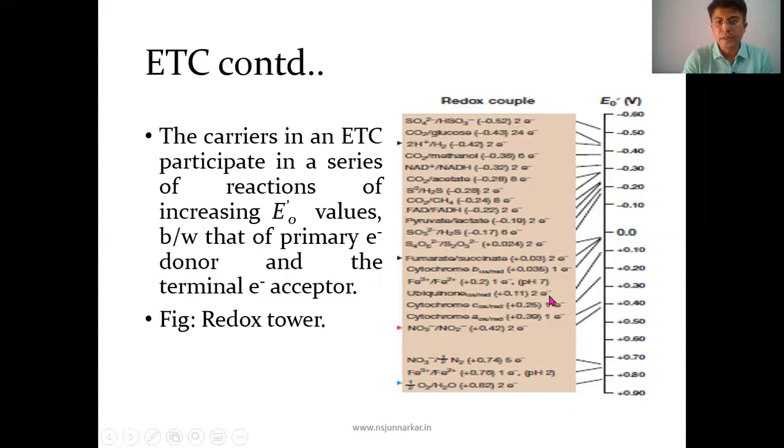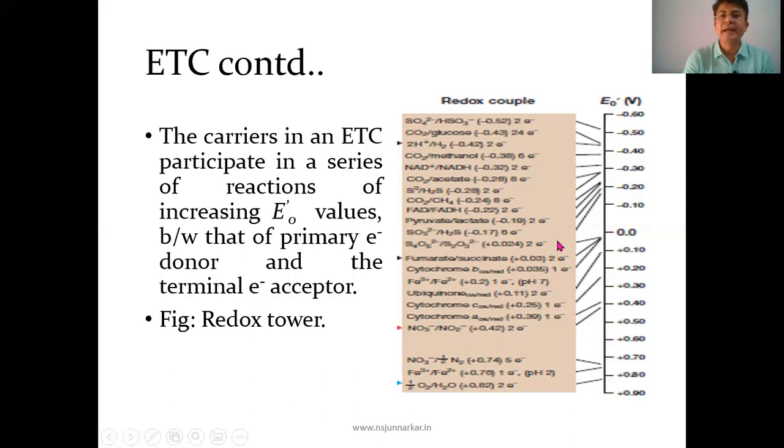Okay, so this is the reduction. This is the ubiquinone that is shown over here, which has the reduction potential value of plus 0.11. So this is the more positive one compared to the NADH. Okay, so the electrons can move from NADH to the reductase complex and then to the ubiquinones and then to cytochromes and so on. And finally, the electron can be accepted by the molecular oxygen, which has a reduction potential value of about plus 0.8 volt.